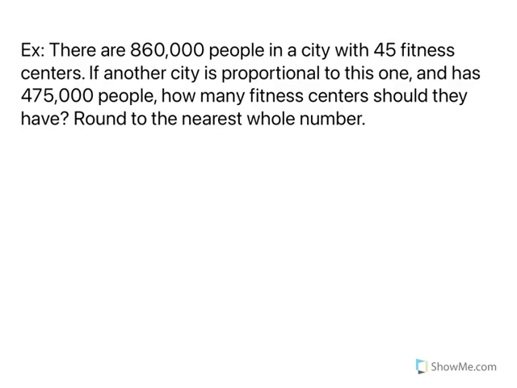Now, we are comparing two different cities, right? So we'll just call it City A and City B. That's fine. And we are comparing people to fitness centers. It doesn't matter that I put A on the left, B on the right. People on top, fitness centers on the bottom. There are multiple ways to set up proportions. The key is to be consistent, which is why I write down, right? I label the positions on my proportions so that I don't have any mistakes on where things go.